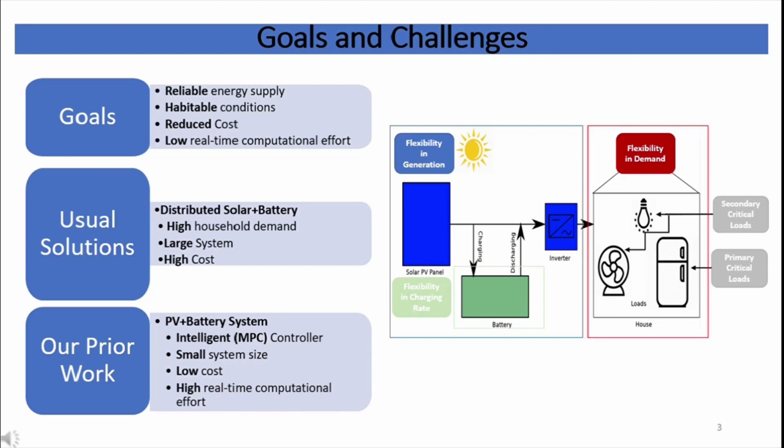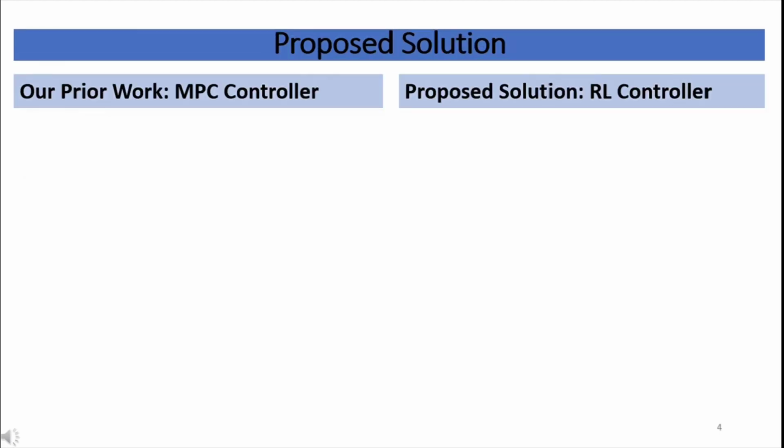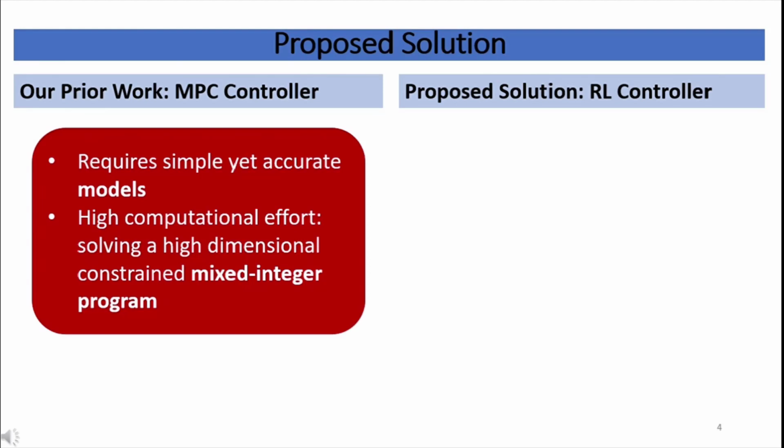It does this by exploiting flexibility in generation, where it decides optimal scheduling of the PV battery system, and flexibility in demand, where the refrigerator has higher priority over lights and fans. However, there are some challenges to the MPC controller. The first challenge with our prior MPC controller is that it requires simple yet accurate models as it involves real-time optimization. And the second is that the discrete actuation for residential loads makes the underlying optimization problem a mixed integer program, which is challenging to solve.